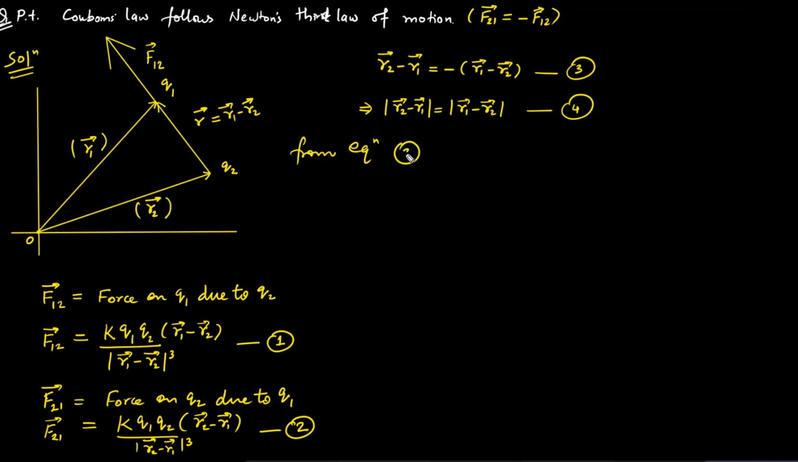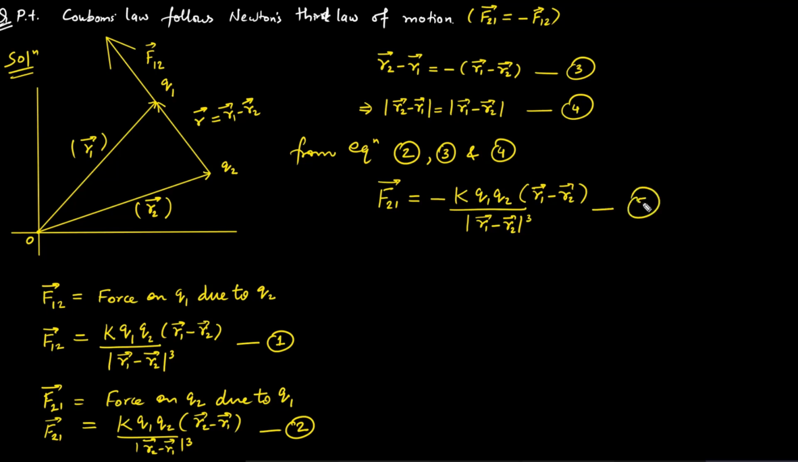Now from equation 2 and 3 and 4, can I say F of 2,1 vector is equal to minus of k q1 q2 into r1 vector minus r2 vector upon modulus of r1 minus r2 vector cube. Tell me, can we use 2, 3, 4 to find the 5? Yes, sir.